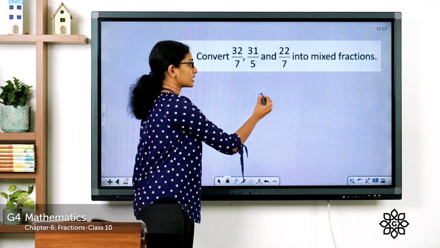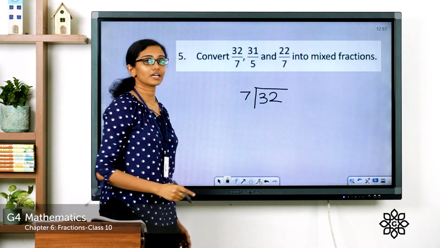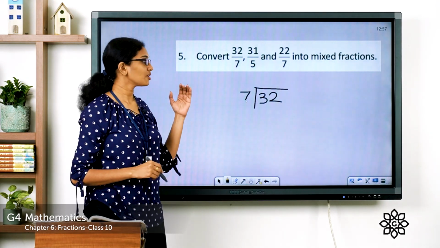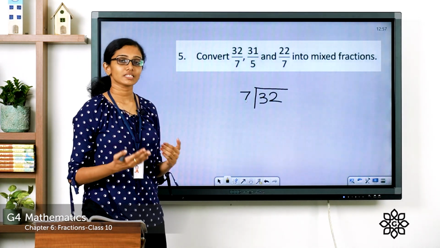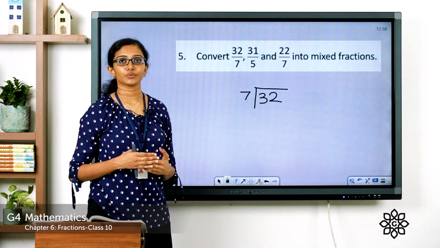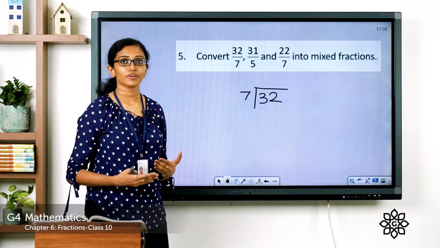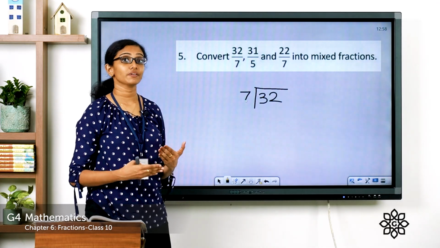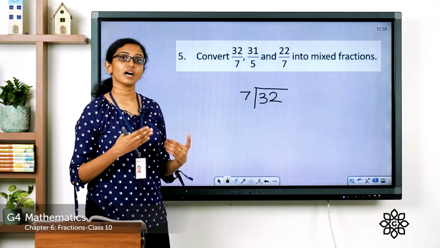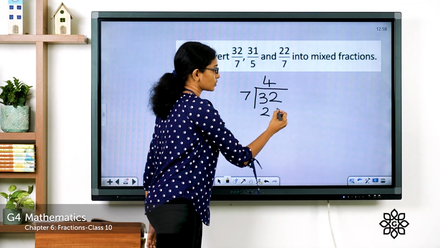The numerator is 32 and the denominator is 7. So let's divide the numerator by the denominator. 32 divided by 7. How many 7s will go in 32? Recite the table of 7 till you reach 32 or just below 32. So 7 ones are 7, 7 twos are 14, 7 threes are 21, 7 fours are 28, but 7 fives are 35, which is more than 32. So let's take 7 fours are 28.